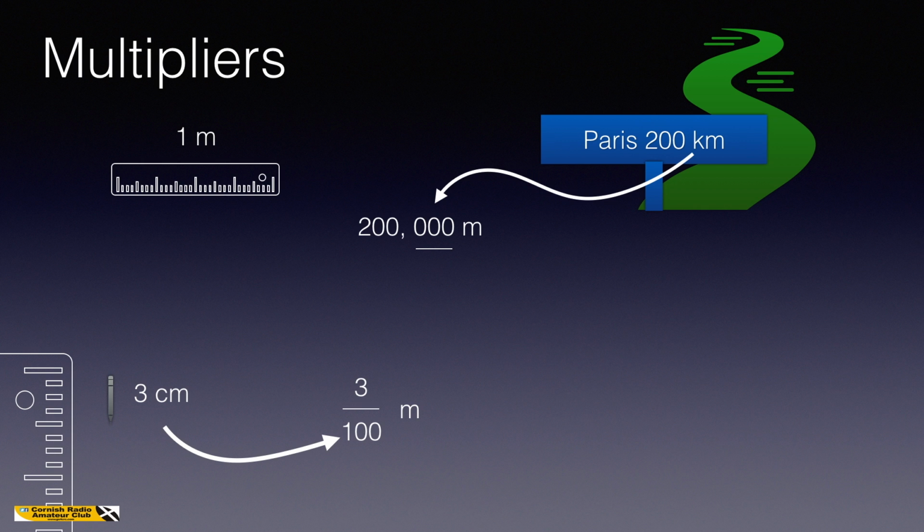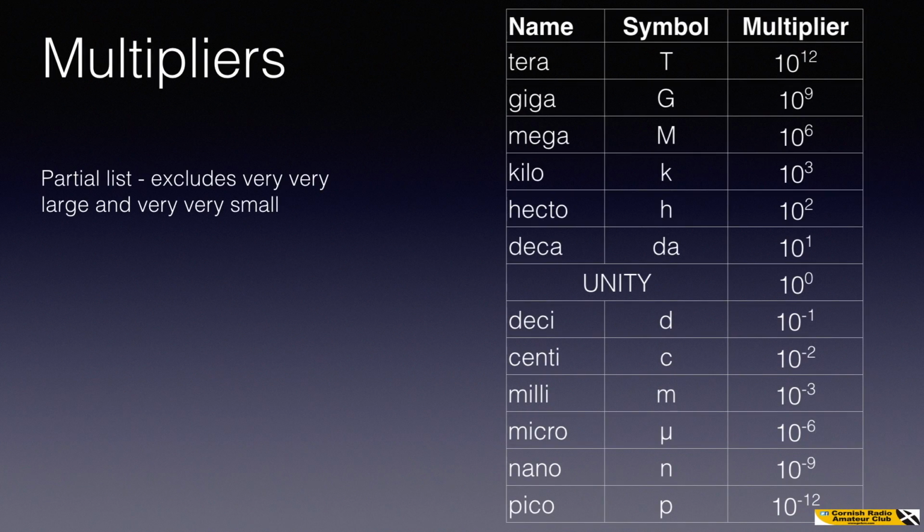So here then is a list of multipliers. Now this is a partial list, and for the advanced course you don't need to know any more than these. There are greater quantities, i.e. multipliers that are greater than tera, and there are smaller quantities than pico. And of course you can look those up on the internet if you're interested, but to be honest, they're hardly ever used.